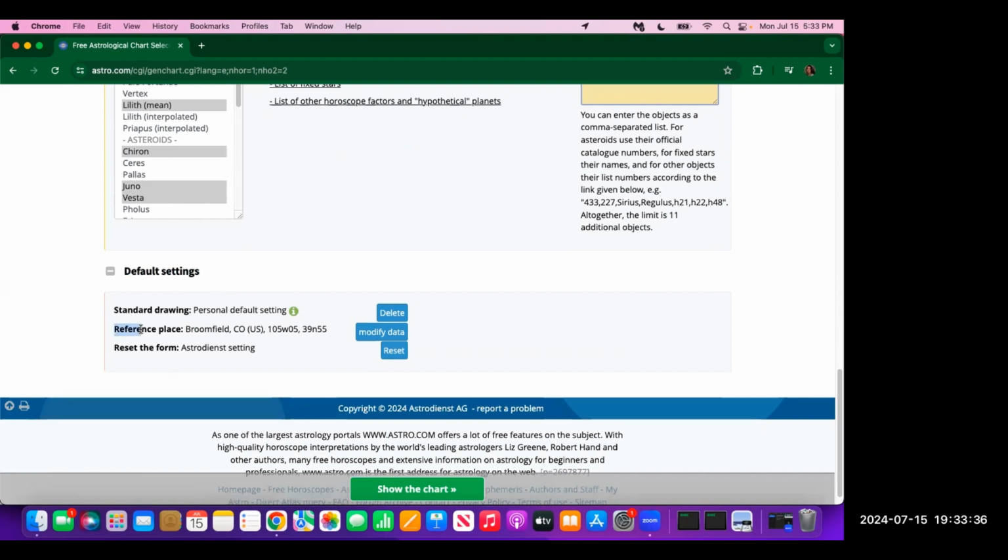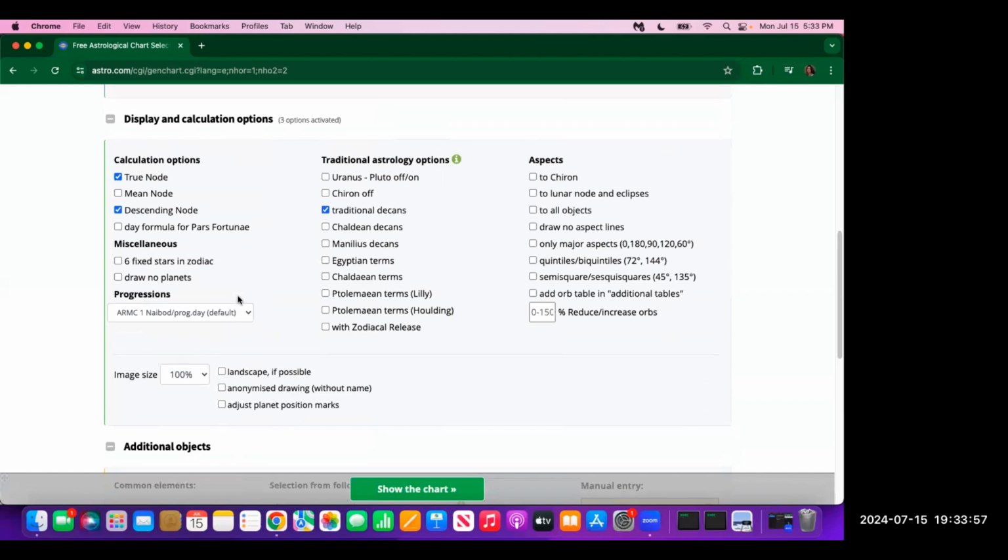The only reason that you would ever need to use a reference place is if you are casting a relocated chart, which means that you live in a different place than when you were born. You will put that place in the reference place and it will pull up your new relocated chart as a result of that. But we don't even have to worry about that today. We're just pulling up our basic natal chart.